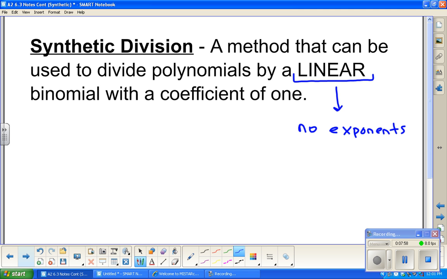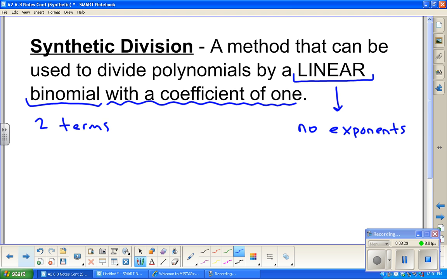Let's go to the next page, where I have some specifics. The second part, the coefficient of 1, we'll talk about too. There are ways around that, but it must be linear. And binomial means it has two terms. If you divide by 3 terms, this new method won't work either. So: 2 terms, linear, no exponents.